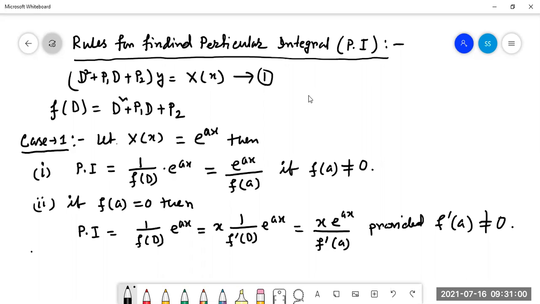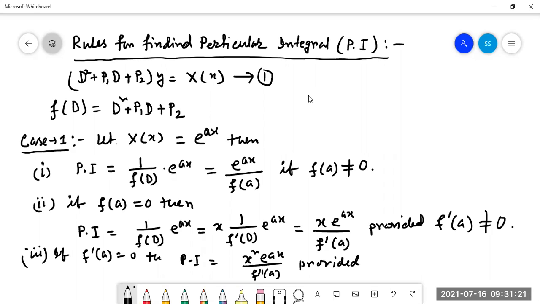Number 3. If F dash a equal to 0, then PI should be x square e to the power ax by F double dash a, provided F double dash a is not equal to 0. Likewise, it will be continued.